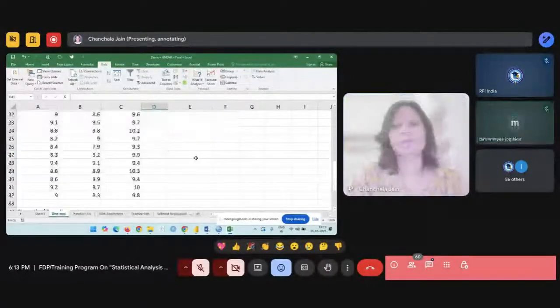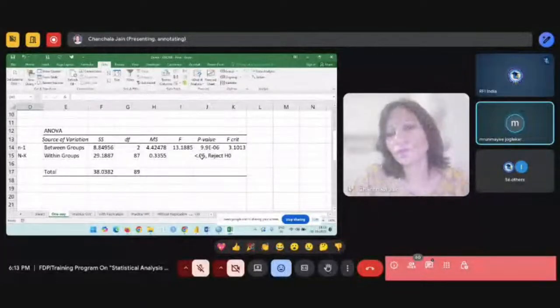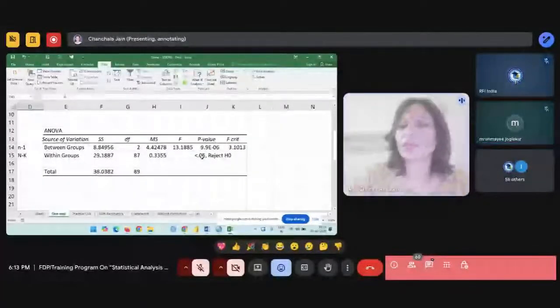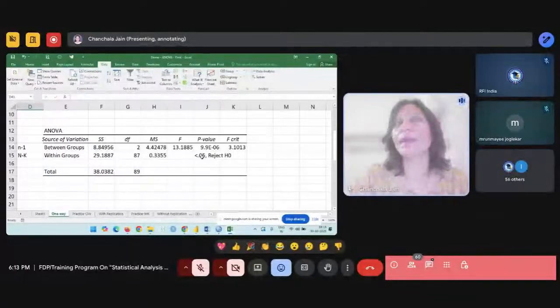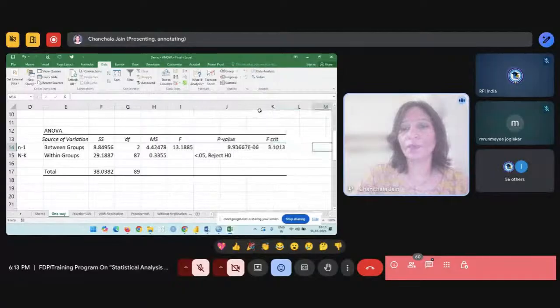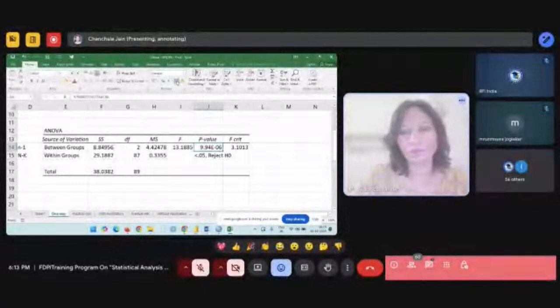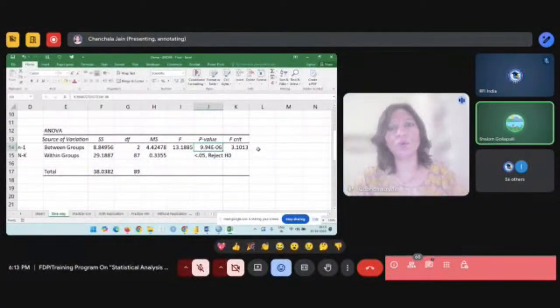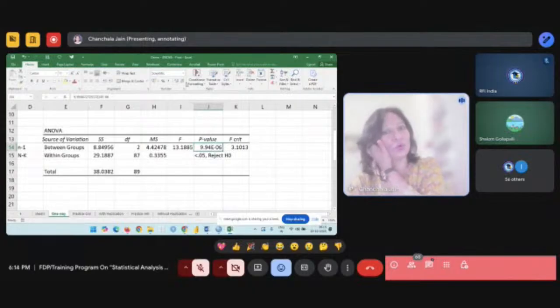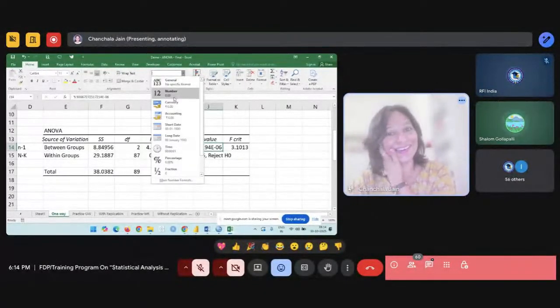Ma'am, but p value is more than 0.05. It is not more than, it is 9.9 E minus 0.6. No, it is not giving that. Maybe just a minute. Madam, E minus 0.6 means into 10 to the power of minus. Yeah, I know it. I need to only show to the ma'am.